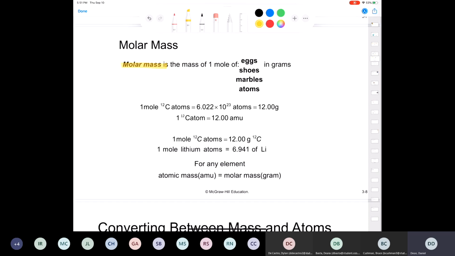And we know that 1 carbon-12 atom weighs what? 12 atomic mass units, okay? So 1 mole of carbon-12, again, contains 12.00 grams of carbon-12. So that means that for any element, if you're like, what's your point, Mr. Dean? My point is this right here. For any element on the periodic table, the atomic mass units, right? The atomic mass is going to be the exact same as the molar mass in grams, okay?